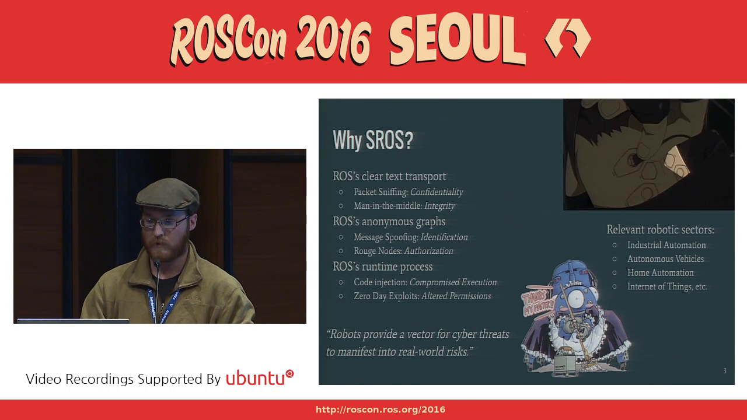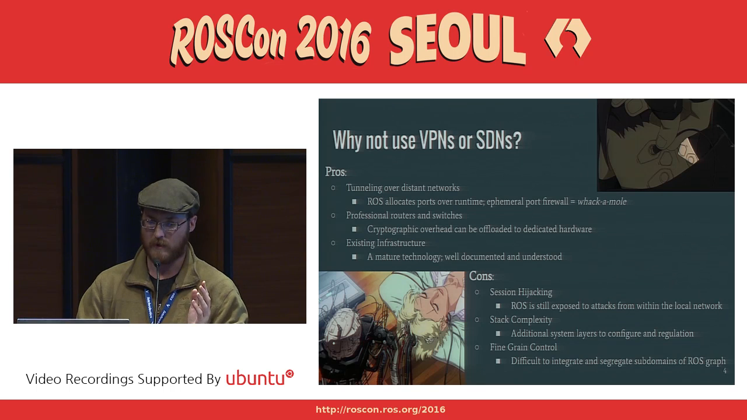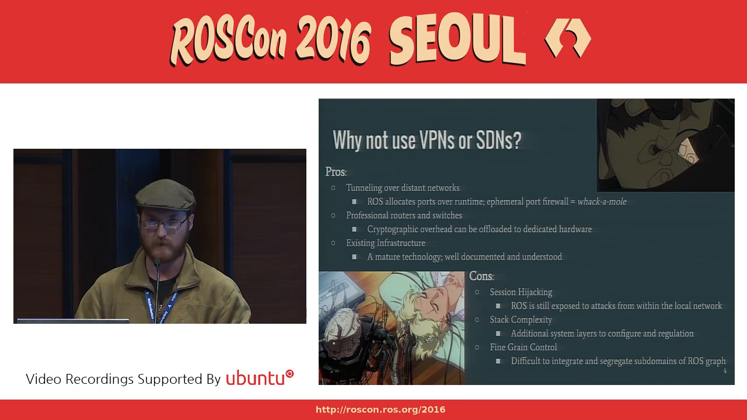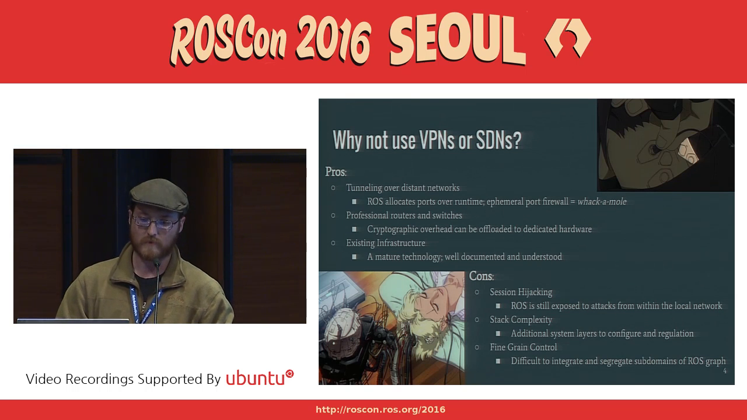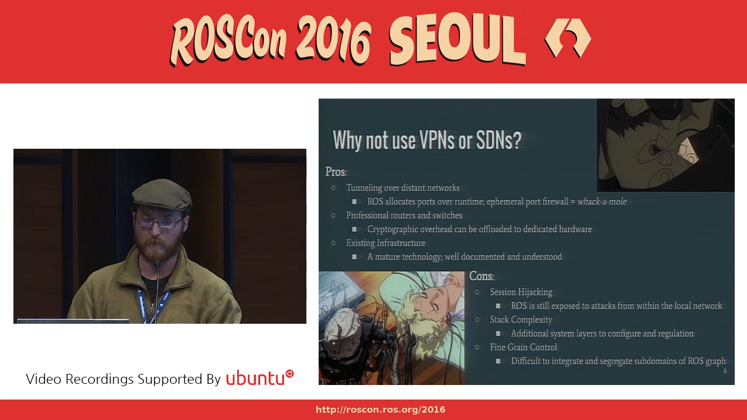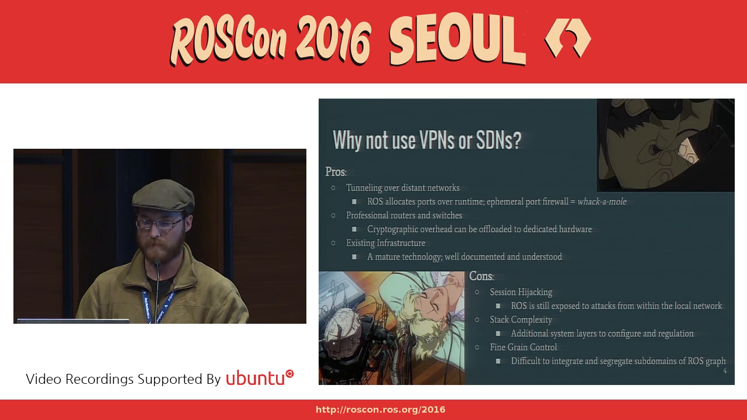And with that, as a side note, I'd like to address, well, why wouldn't you just use VPNs or software-defined networks to address some of the issues I've mentioned before? Well, they certainly have their pros. If you're tunneling over distant networks, you might know that ROS allocates ports during runtime. So if you want to build an ephemeral port firewall, that's like playing whack-a-mole.